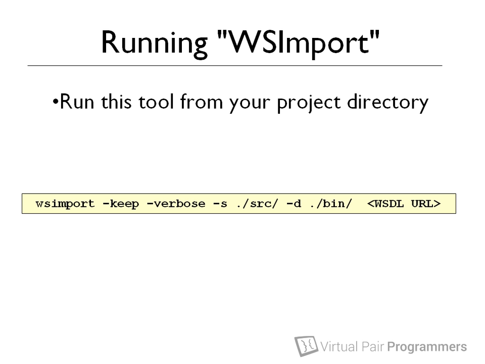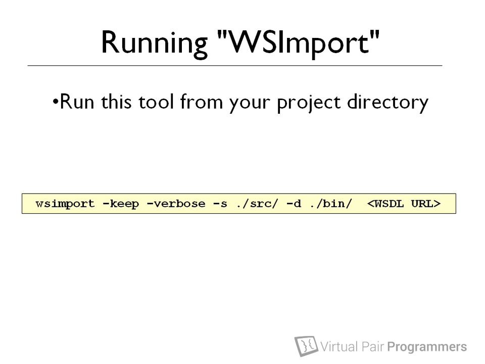And you're going to be running this tool from inside your project's directory. So that means the directory where you have your src and your bin folder. There's a couple of options here. The -keep option. Now, just to remind you what this tool is going to do, it's going to generate a set of Java classes representing the web service. And at the same time, it will also compile those Java files into binary classes.